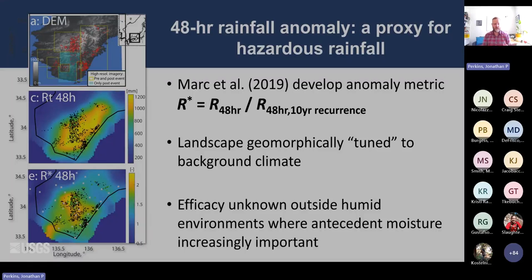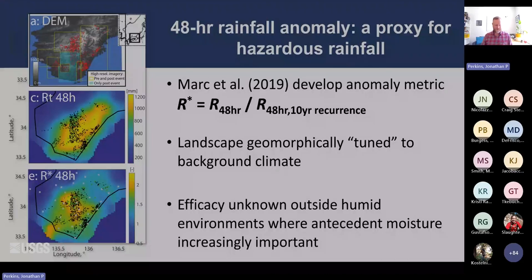And here, Odin's showing the 48-hour rainfall totals. You can imagine some threshold, maybe that green line, that captures the broad envelope of where the landslides occurred, but there's a lot of gaps in between. But when you normalize that to the background 48-hour rainfall, you have much higher predictive power, where the peaks in this R star parameter correlate more strongly with peaks in landslide spatial density, right?